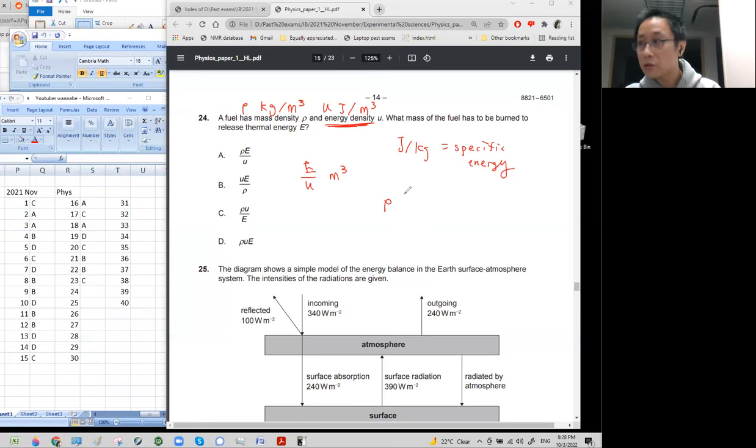When in doubt, you can also use unit analysis. So is choice A consistent? The unit of A is kg per meters cube times joule divided by U, which was joules per meters cube. So I think the unit is indeed consistent. Unless I mess up my definition, I'll just go for A.